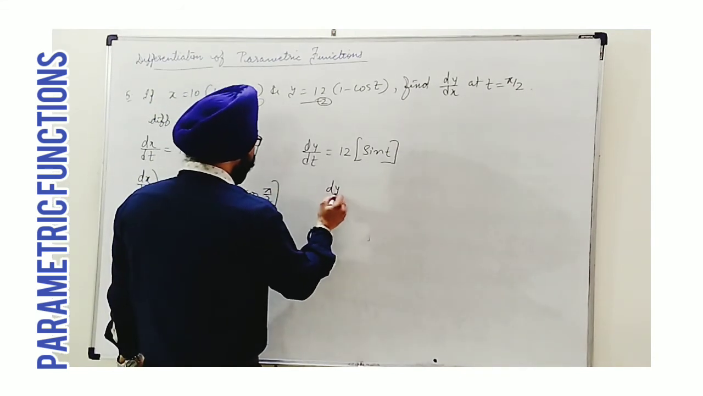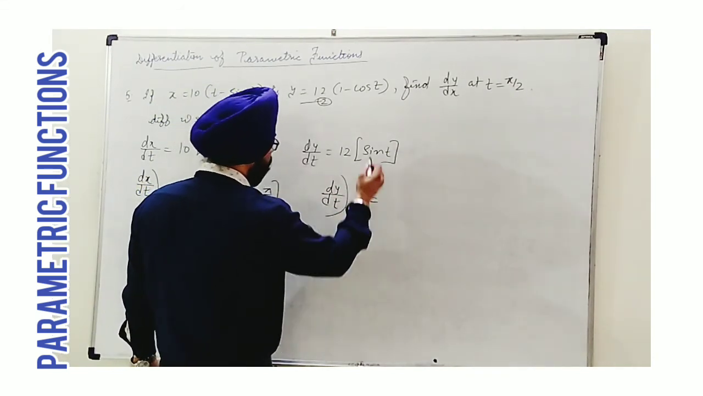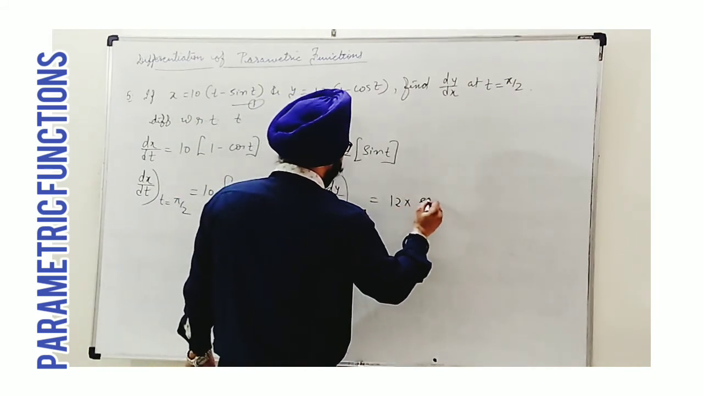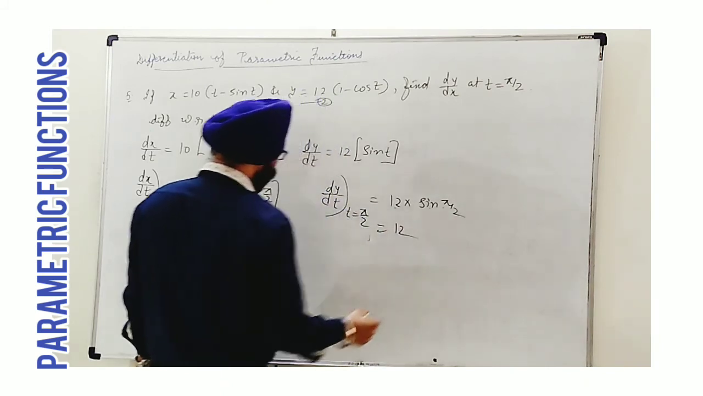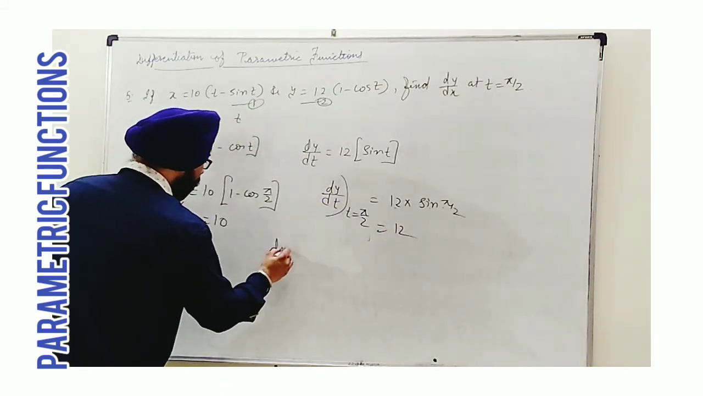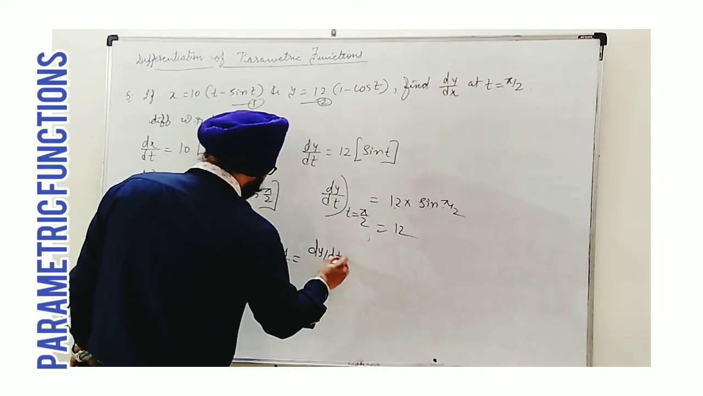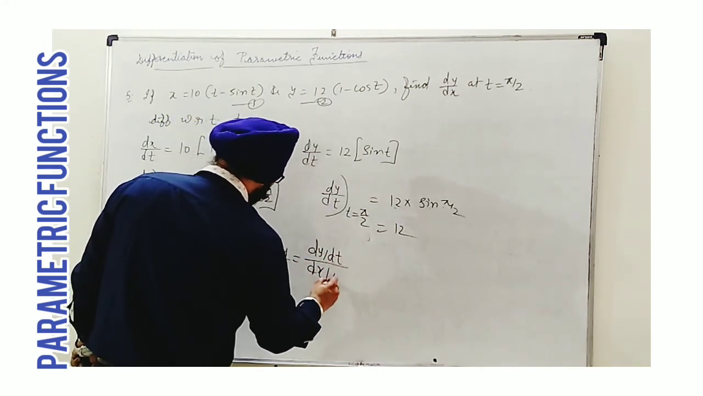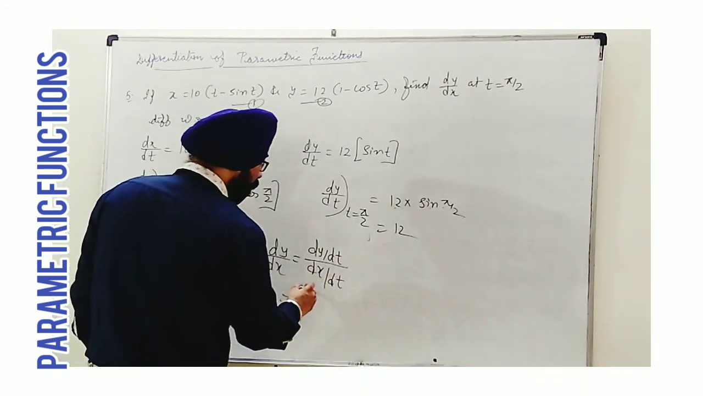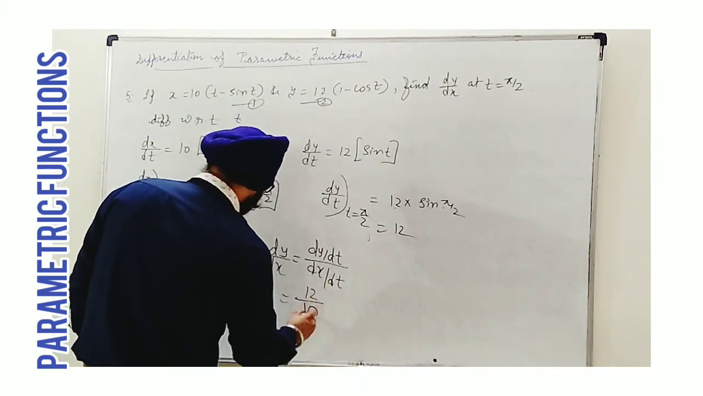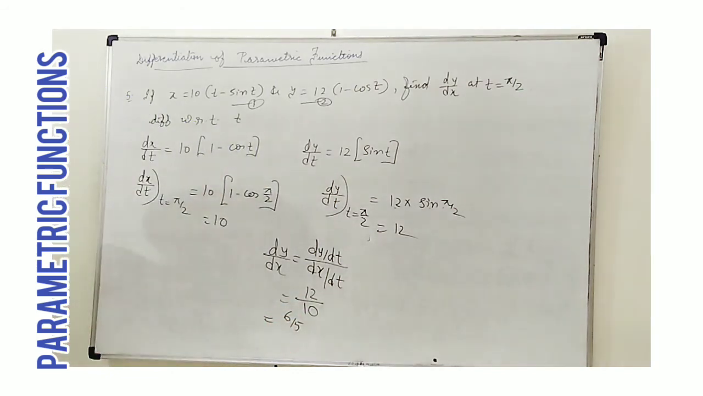Now second, dy by dt for t equal to pi by 2 we can obtain as 12 into sin pi by 2, which is 1, so 12 into 1 gives you 12. That's why it is easy to obtain now. Dy by dx is equal to dy by dt upon dx upon dt, which gives you 12 upon 10. 6 upon 5 is the final answer.